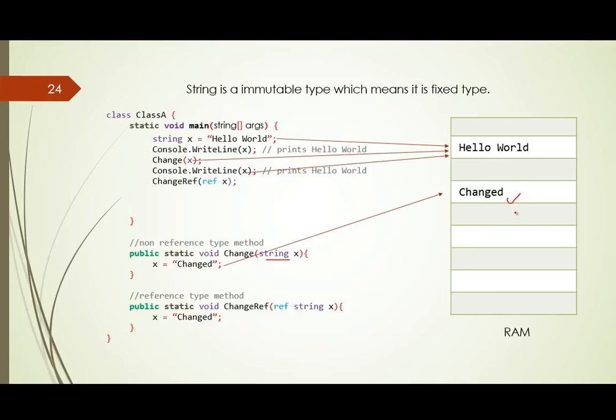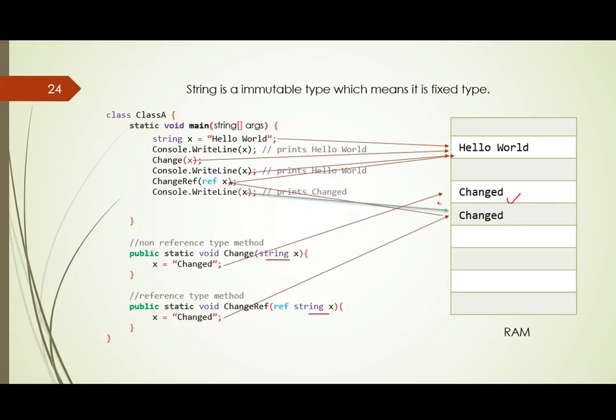So when you pass it as reference, what does it do? It also passes the memory location to your function, reference string. But this time, when it changed X, it also creates a new memory location, creates a string changed in a new memory location. And when you get out of the function, it gives the reference of the location to your X. So whenever you print it, you'll get the same result as changed.